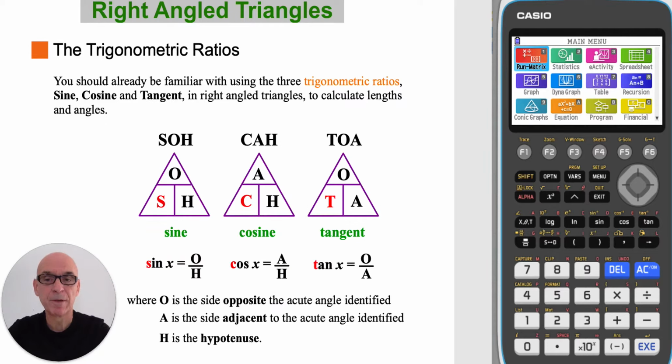You should already be familiar with using the three trigonometric ratios, sine, cosine and tangent, in right-angled triangles to calculate lengths and angles. You might be familiar with these triangles, which can be used to remember the ratios. Sine is opposite over hypotenuse, cosine is adjacent over hypotenuse, and tangent is opposite over adjacent.